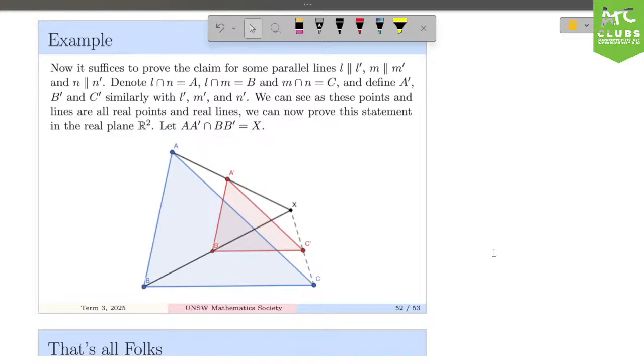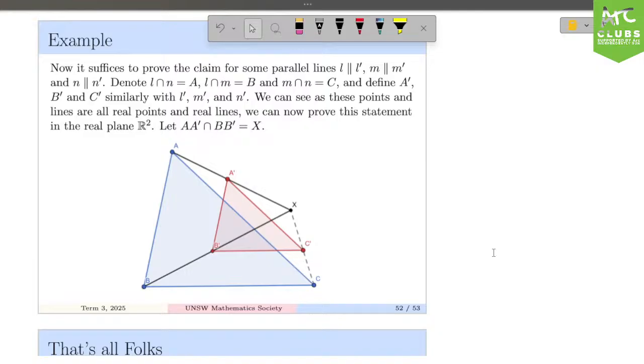Now, if you think back to the classification of similarities, the only ones that preserve parallel edges are dilatations. So this means that the transformation from the red triangle to the blue triangle is either a translation or a dilation. If it's a translation, then AA prime, BB prime, and CC prime are all parallel lines, and so they will all be concurrent at some point on the ideal line.